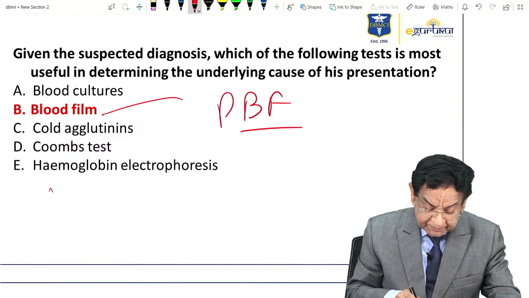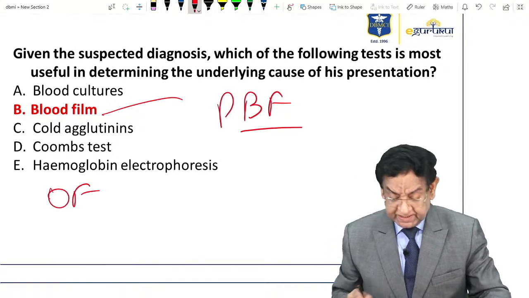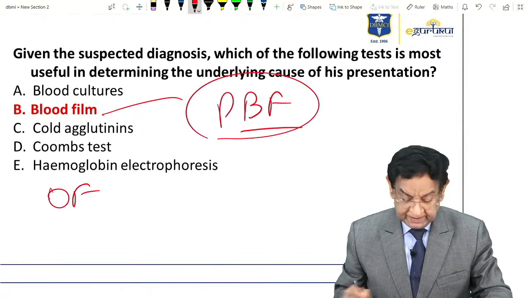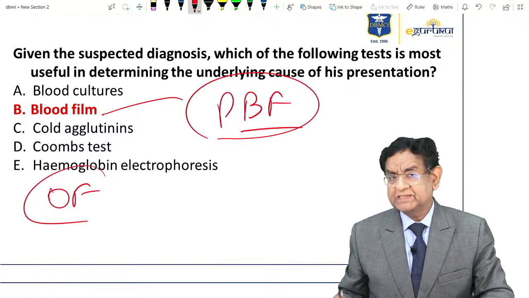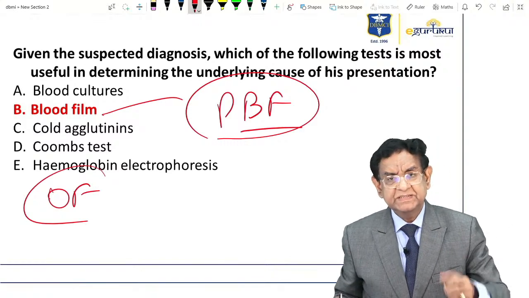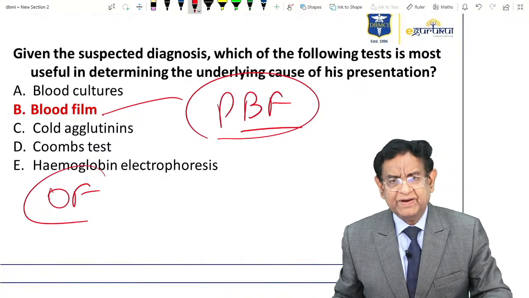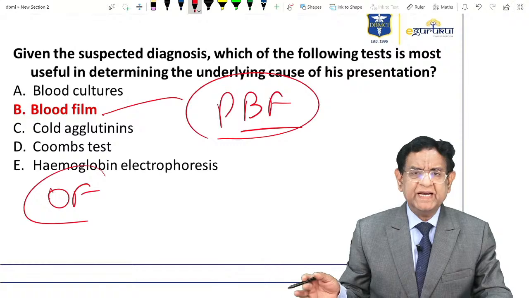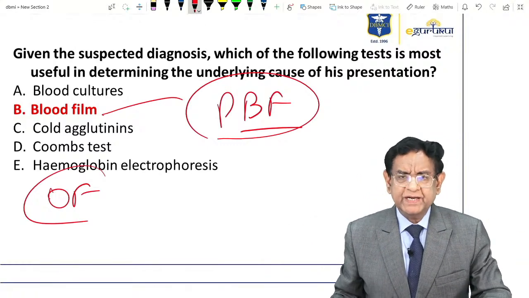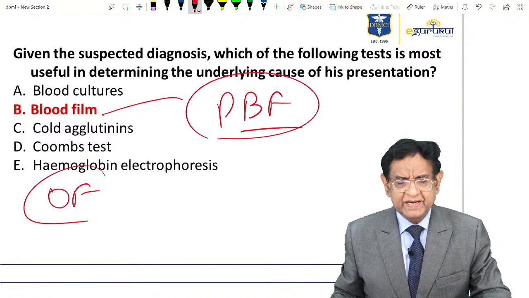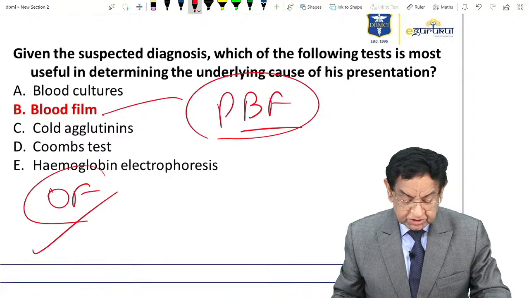Suppose in the options there was osmotic fragility. The question is about the first investigation, which is the peripheral blood film. Osmotic fragility is the most accurate test, but it's not the first test. Simply send the patient to the lab right now, they will make a film, and you get spherocytes with no central pallor. You get a clue that we are dealing with hereditary spherocytosis, and you confirm by osmotic fragility.